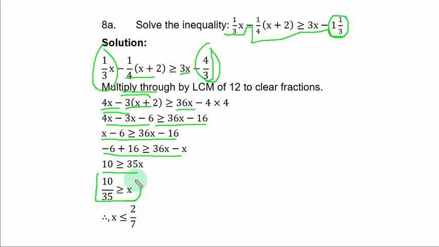If you wish to have s on the left hand side, as you interchange the position of 10 over 35 and s, the symbol of inequality also changes. Therefore s is less than or equal to 10 over 35. And when you divide through by 5, you have 2 over 7.